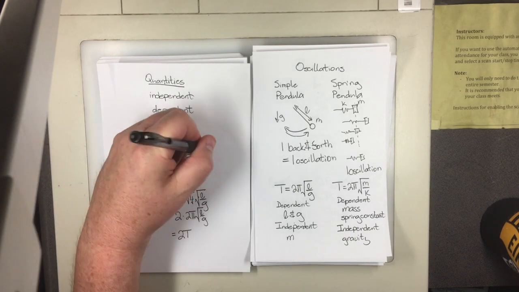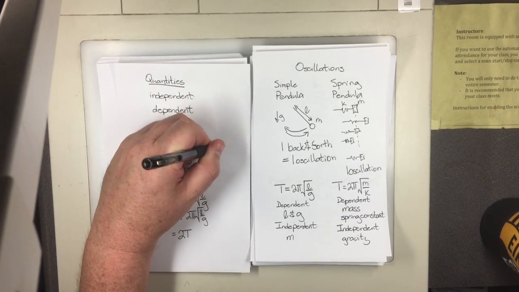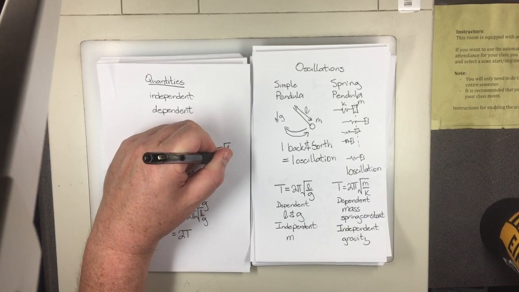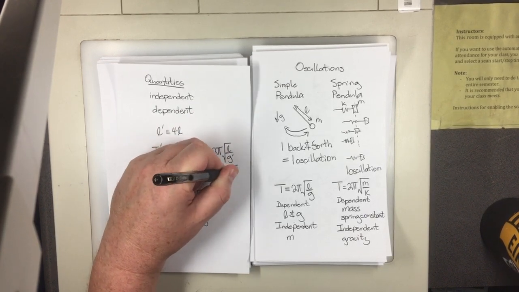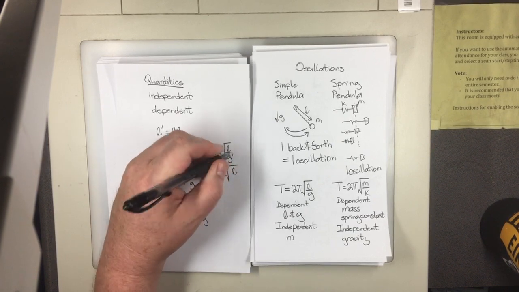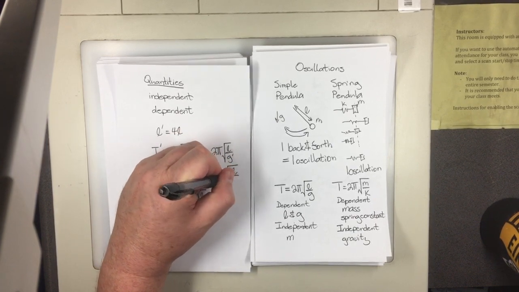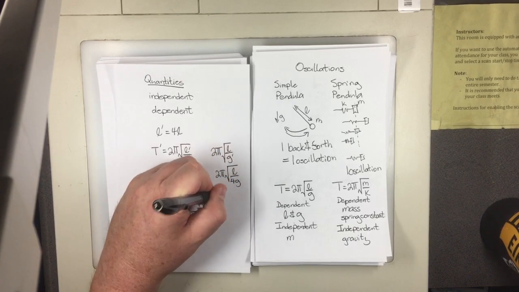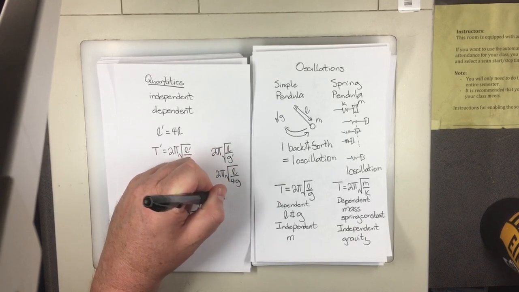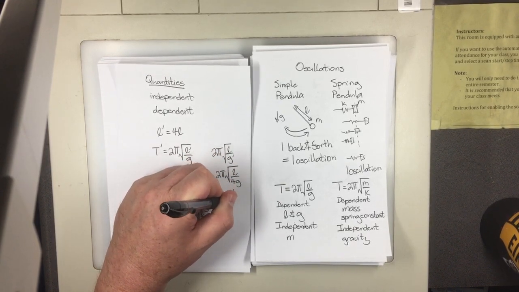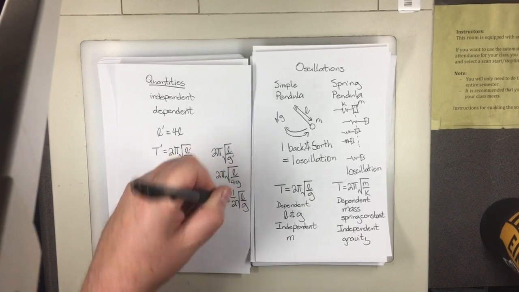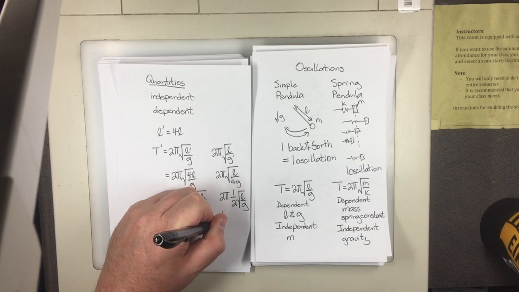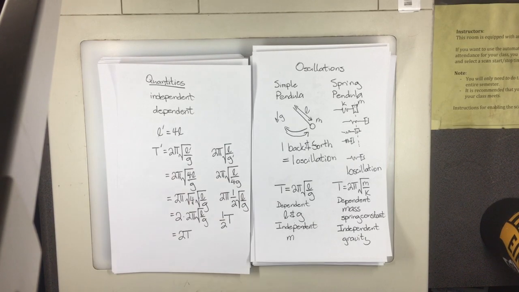If you quadrupled gravity, I'm sorry, you wouldn't cut it by one fourth. If you quadruple the gravity, you would cut the period in half.